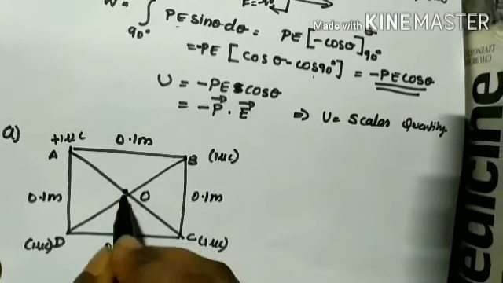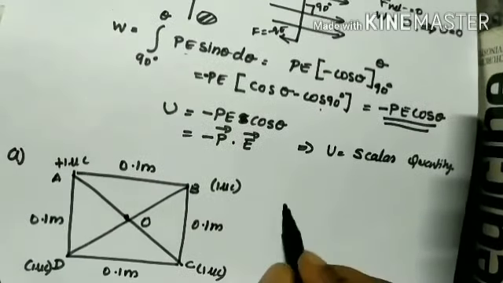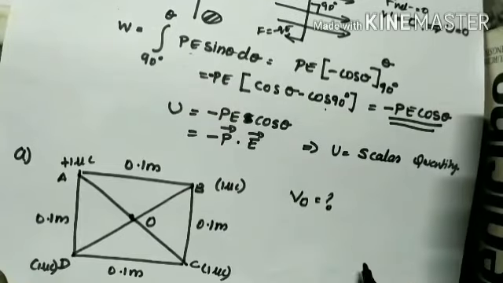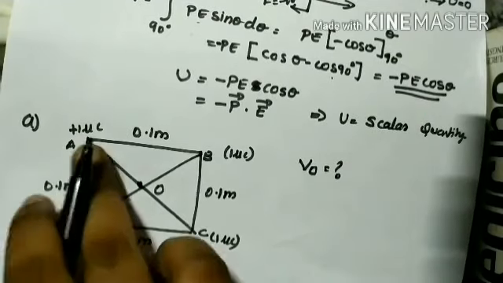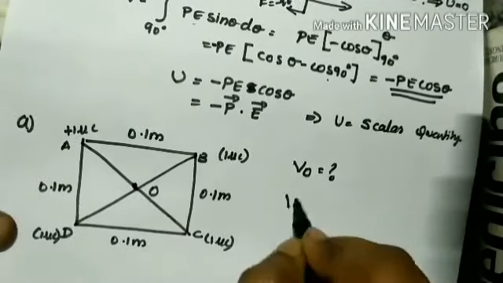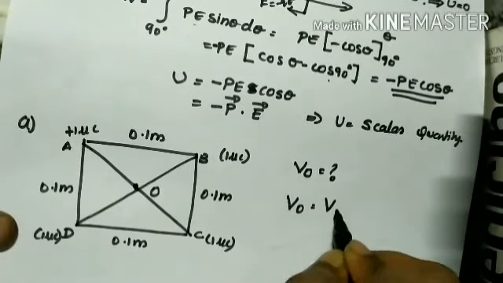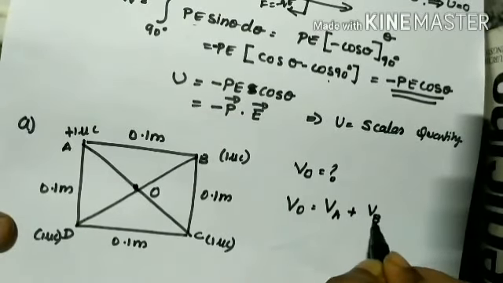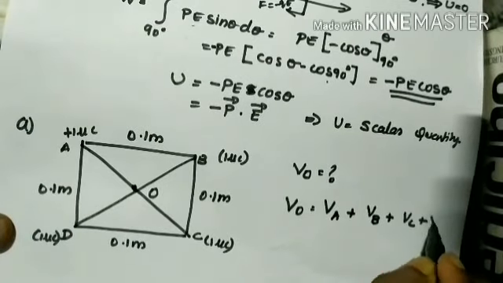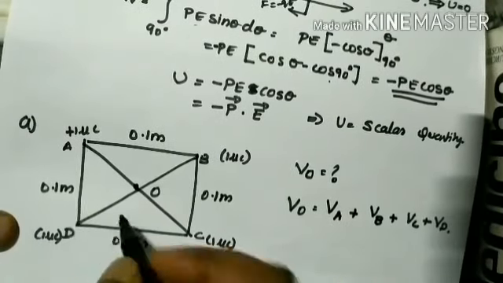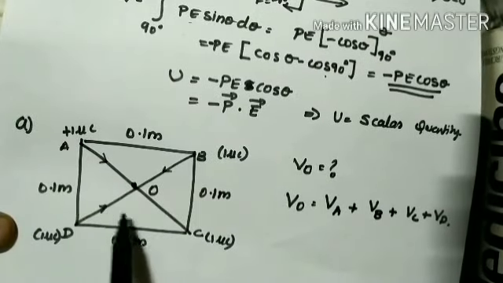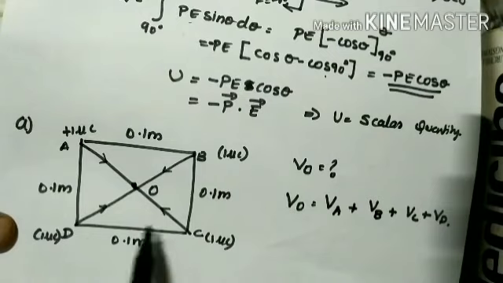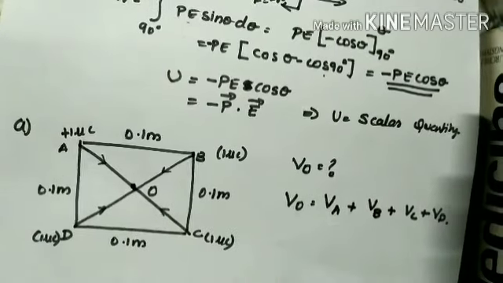This is your center. You're asked what is VO, the potential at O. So what will be the potential at O? It will be the contribution of potential due to A, B, C and D. That is, VO is the potential due to A, potential due to B, potential due to C and potential due to D at point O. A will be causing a potential, B will be causing a potential, C as well as D. And this entire sum is the potential at O.